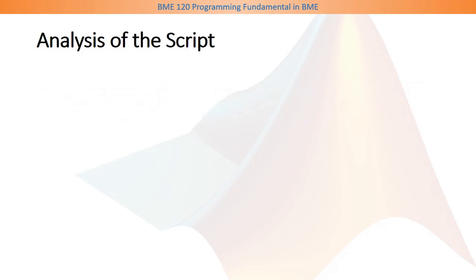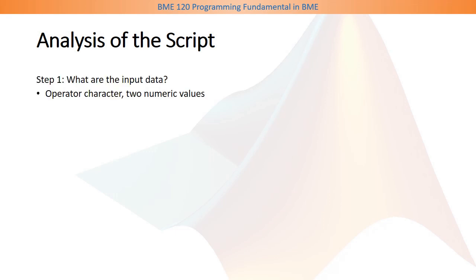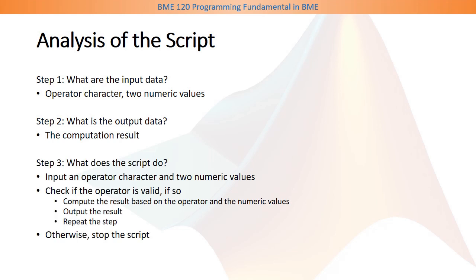So this is the analysis of the script. There are a few steps. The first step is to determine the input data. They are the operator character, which is one of the 4 characters representing addition, subtraction, multiplication, and division. Also, we need 2 numerical values for the computation. The next step is to determine the output data. It is a computation result. Last, we need to decide how the script will process the data.